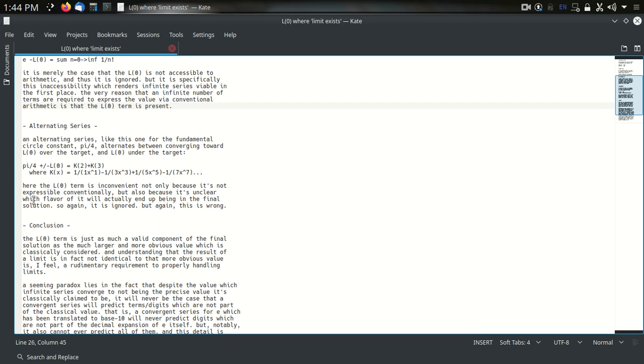Okay, so here, the L naught term is inconvenient not only because it's not expressible conventionally, but also because it's unclear which flavor of it will actually end up being in the final solution. So again, it's ignored. But again, this is wrong, right? Is it over or under? Well, we don't know because it keeps alternating. It's not going to settle on one of them.